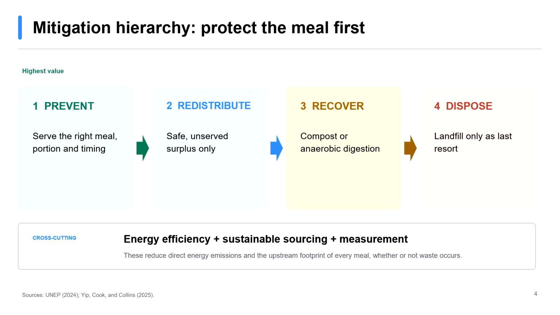The plan follows a prevention-first hierarchy. First, serve the right meal, portion, and timing so avoidable waste is never created. Second, redistribute only safe, unserved surplus. Patient plate returns are not eligible. Third, recover unavoidable organic waste through composting or anaerobic digestion. Landfill is the last resort. Measurement, energy efficiency, and sustainable purchasing cut across all four stages. The key principle is that recovery cannot restore the nutrition, money, or upstream emissions already lost when an edible meal is discarded. So prevention provides the highest value.